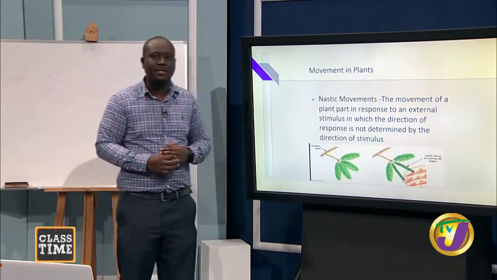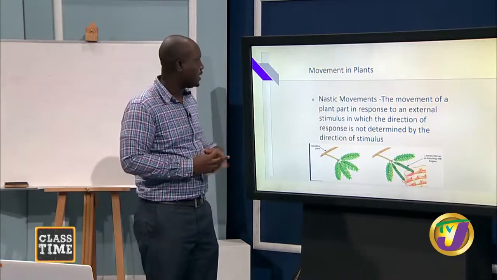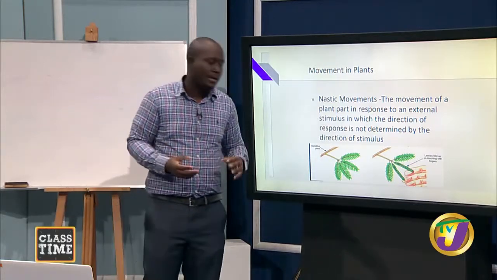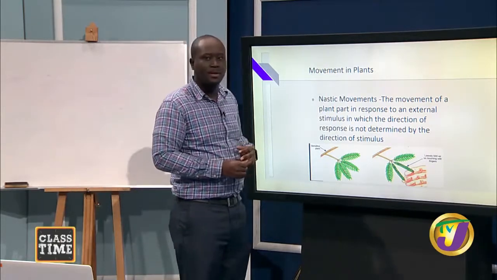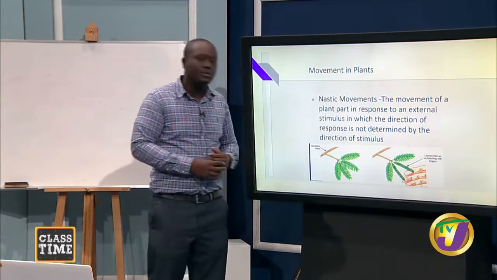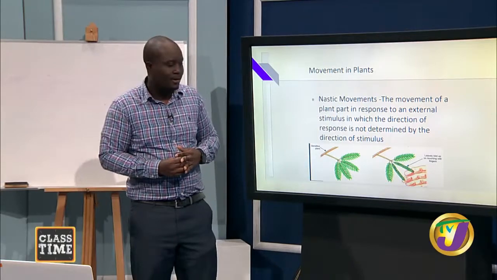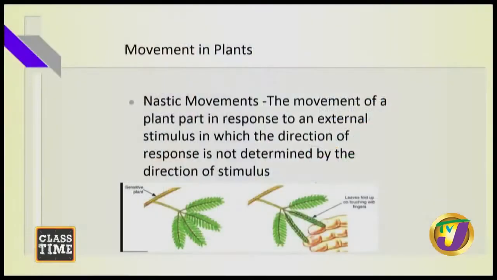Our next type of movement is a non-growth movement, and this is called nastic movement. Unlike tropism, it does not involve growth. Right? All it involves is the change in the turgidity of the cells. So for example, the mimosa species, or what we in Jamaica call the shame old lady. You touch the leaves and the leaves wilt. That's a form of nastic movement. Also, hibiscus tends to fold their leaves at night, and that is also a nastic movement.